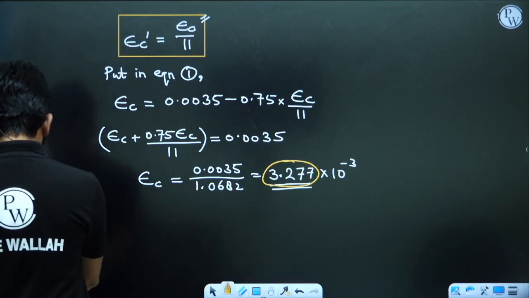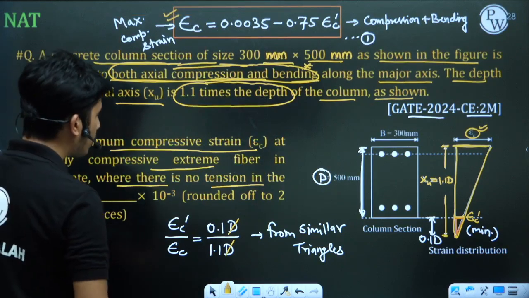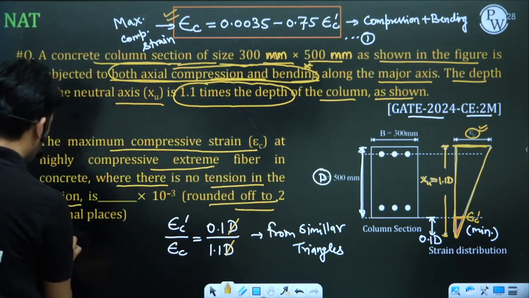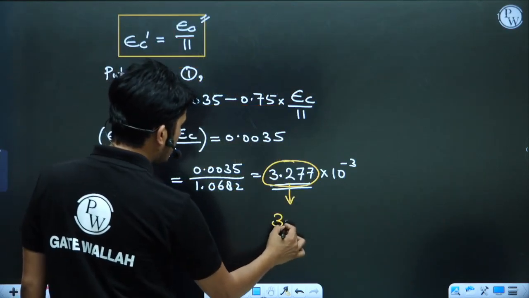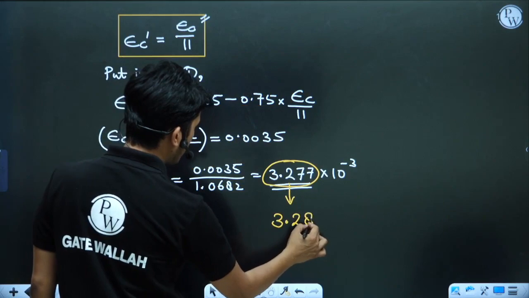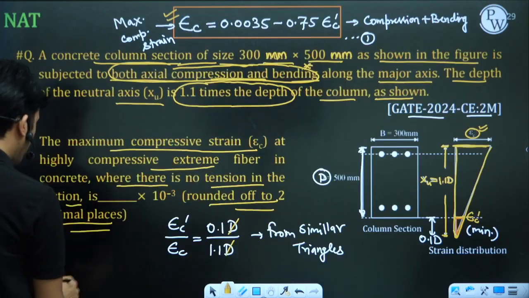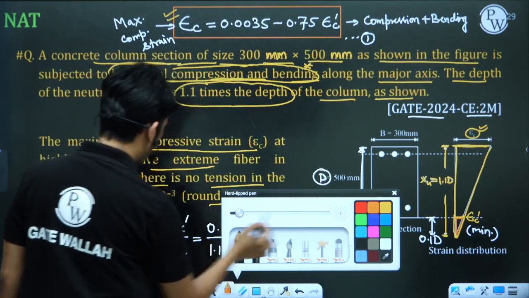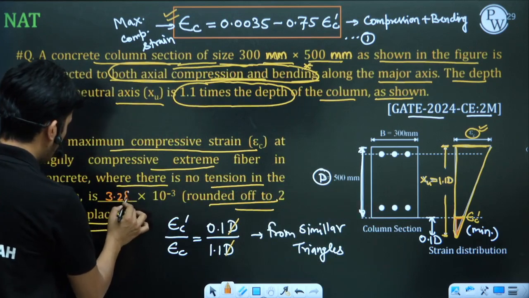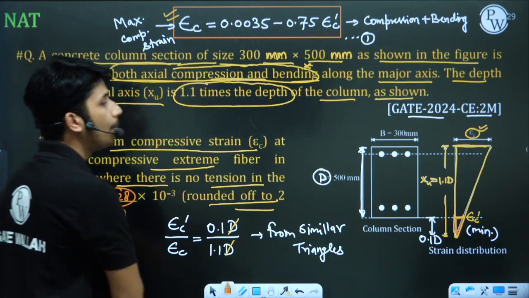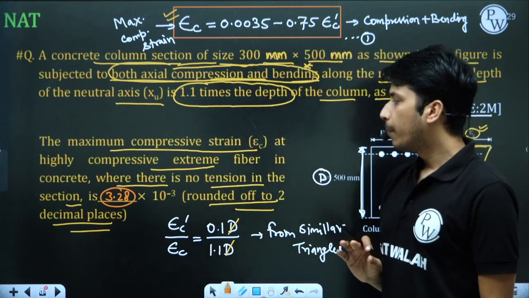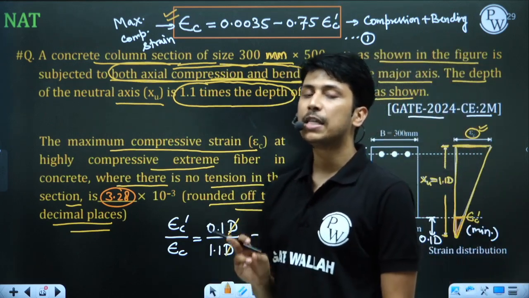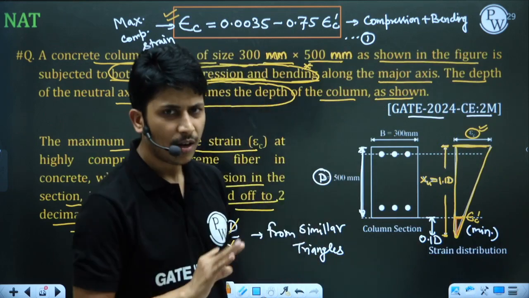Now, what is the thing which is asked in question? Rounded off to 2 decimal places. So you can round off this value to 2 decimal places, then it will be 3.28. So you can give answer as 3.28. So the correct answer of this question will be 3.28, that is rounded off to 2 decimal places. I think this is understandable to everyone. And GATE has given marks to everyone who has given the answer between 3.2 to 3.4 or something like that.